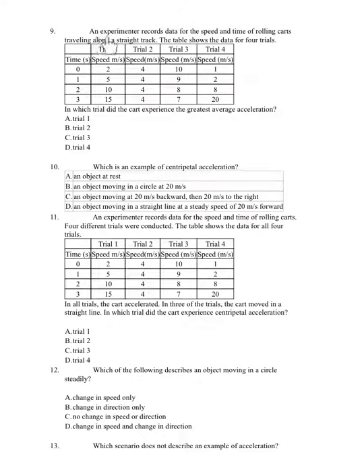Number 9. An experimenter records data for the speed and time of rolling carts along a straight track. The table shows the data for 4 trials. In which trial did the cart experience the greatest average acceleration?